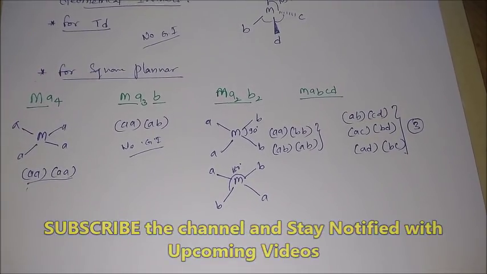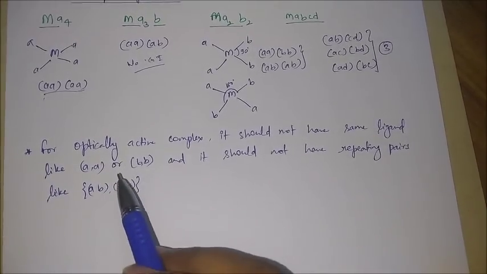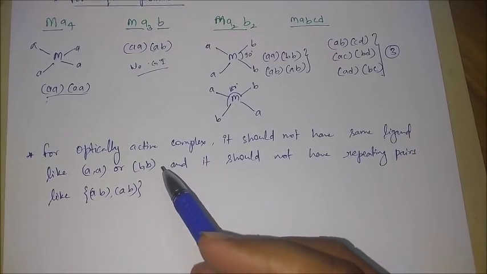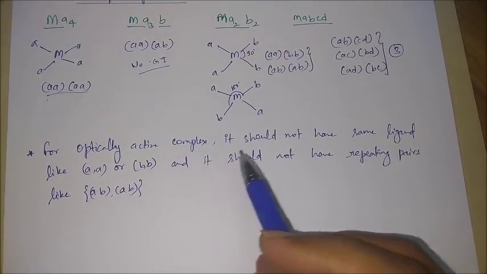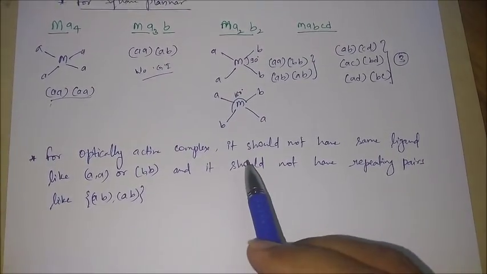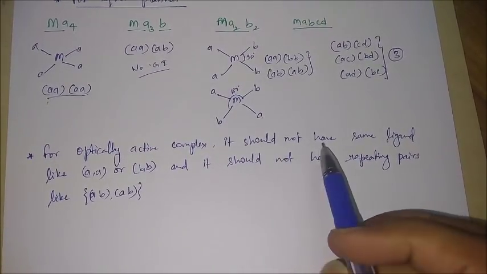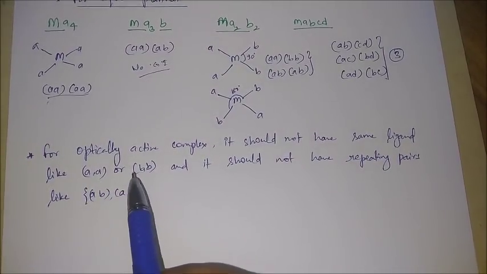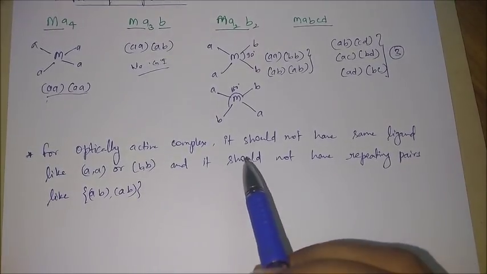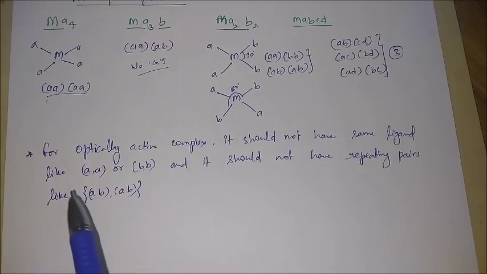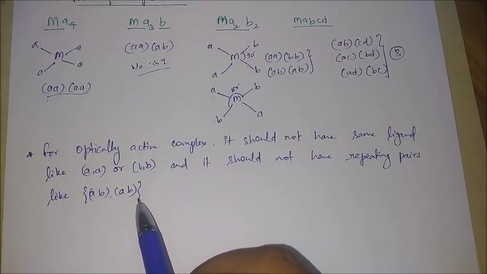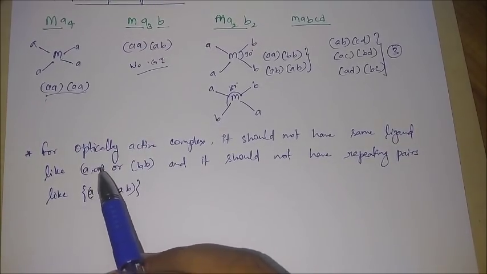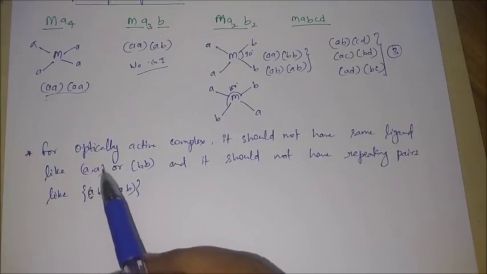All right, so now if you want to find out the optical activity, whether the complex is optically active or not, then what you have to do, the rule says, the trick says, that the complex should not have the same ligand in a pair like AA. The pair of the ligand should not be the same, that is AA, BB, it should not be there in the complex. And one more thing, it should not have repeating pairs like AB AB. So if the complex is having repeating pairs, then it is optically inactive, and if the complex is having the same ligand in one pair, then also it will be optically inactive.